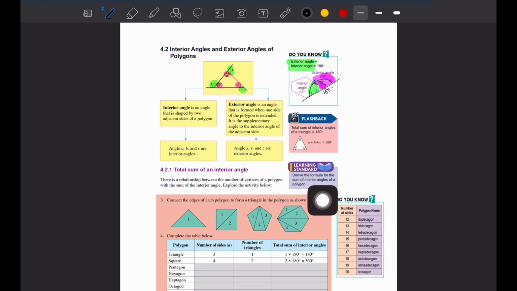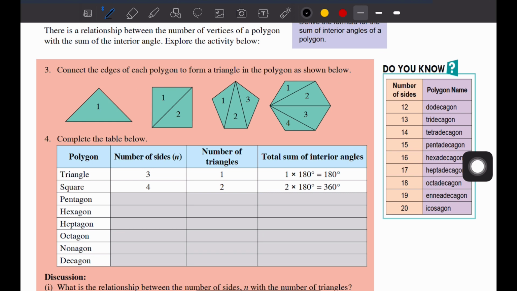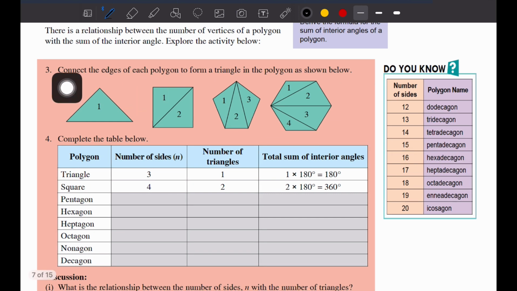Okay, so this is the learning standard for this part: derive the formula for the sum of interior angles of a polygon by using triangles. Look over here. Connect the edges of each polygon to form triangles in the polygon as shown below. Contoh kita cantumkan bucu dengan bucu supaya boleh membentuk berapa segitiga di dalam. So contoh segi 4, kita sambungkan, saya pakai merah, this bucu to this bucu, so dia menghasilkan 2 triangles.